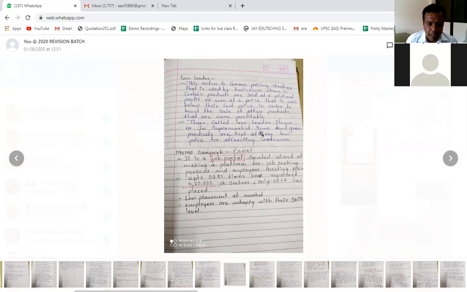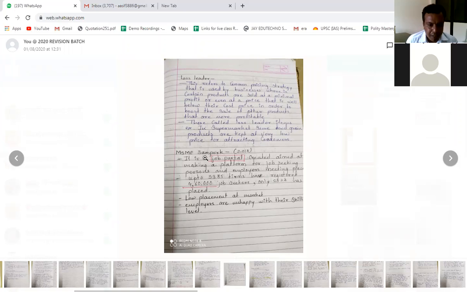Example, in a supermarket, some food grain products are kept at very low prices to attract customers. So what happens? People will go to the supermarket to buy food grain, but they will also buy other products. So there are certain products in D-Mart or supermarkets which are loss leaders: at their particular loss, they give profit from the other products.